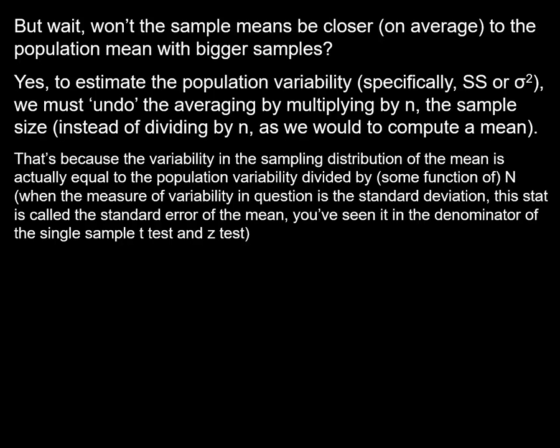So that's, again, because the variability in the sampling distribution of the mean is actually equal to the population variability divided by n, actually some function of n. For the actual statistic, the standard error of the mean, it's the square root of n. But we don't need to worry about that. That's a complication now. Just in general, you know that this is just a reflection of the fact that our sample estimates get better the bigger our sample is. So to make those estimates reflect more the population variability, we have to undo that averaging.